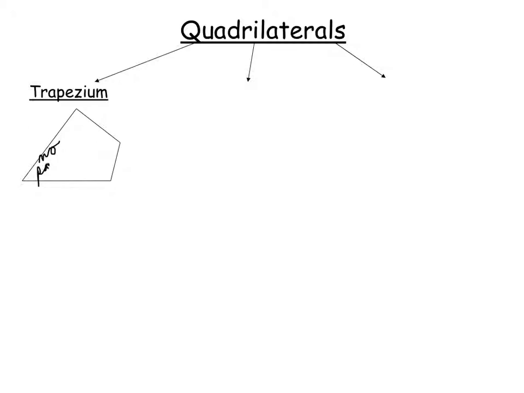Quadrilaterals can be split up into 3 basic categories. And those categories are trapeziums, and a trapezium is a quadrilateral with no parallel sides. So you can see it looks kind of irregular.